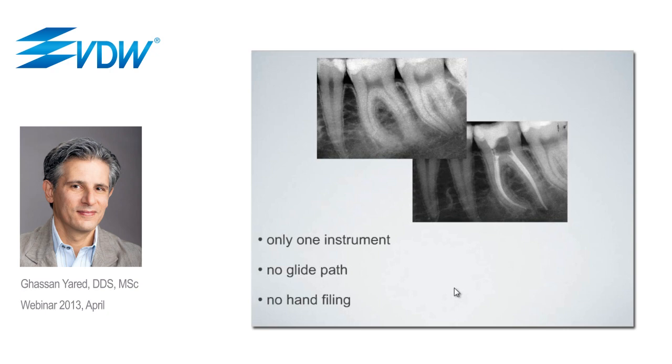You probably are aware that vertical root fracture is now a major concern, and we are aware that over-preparation of the canal, mainly in the coronal third, is responsible for many vertical root fractures. So this is a case where hand files were not used actively, no hand filing was done, and a glide path was not created in this case. Only one instrument was used for the canal preparation.